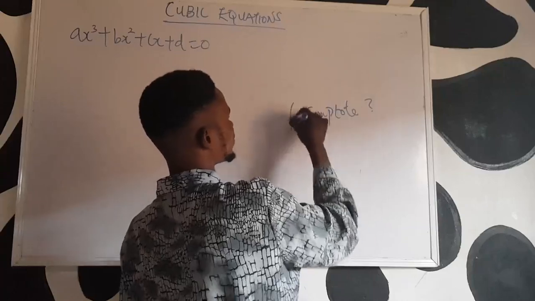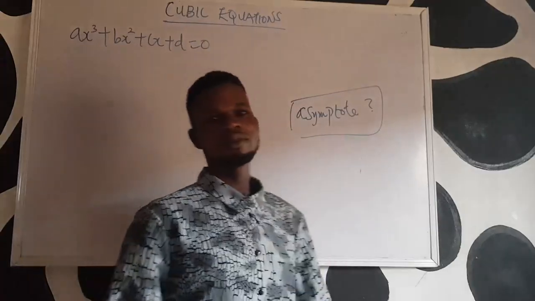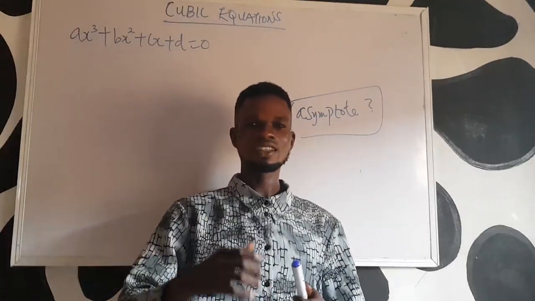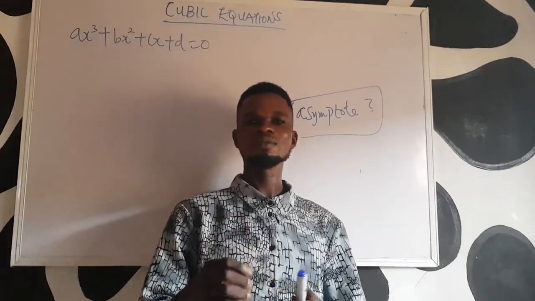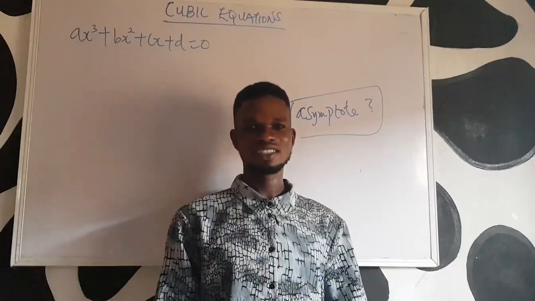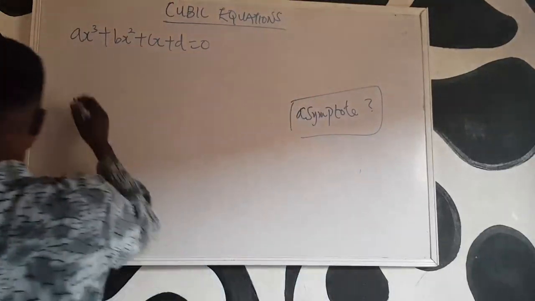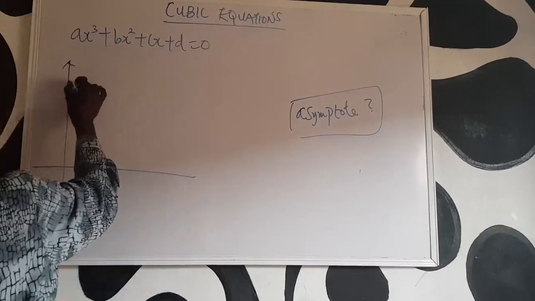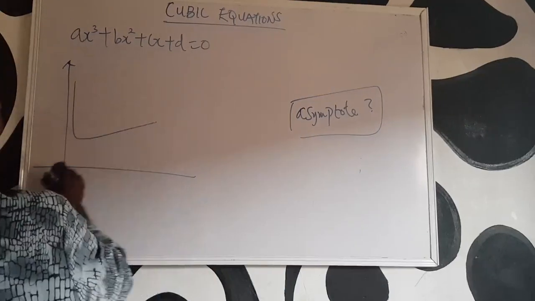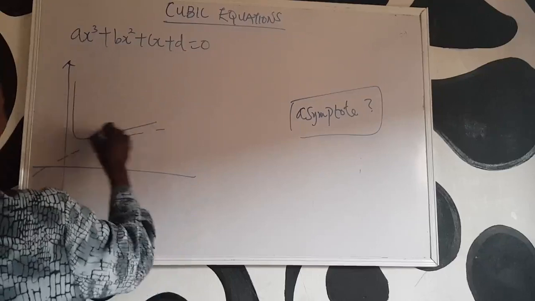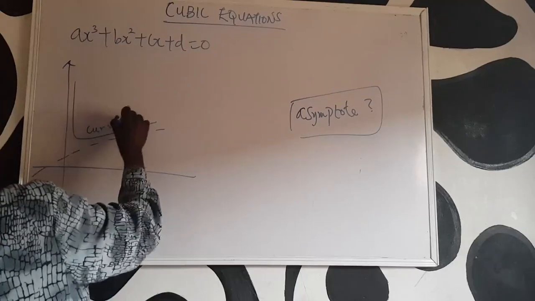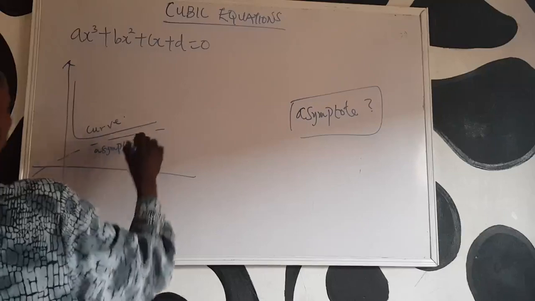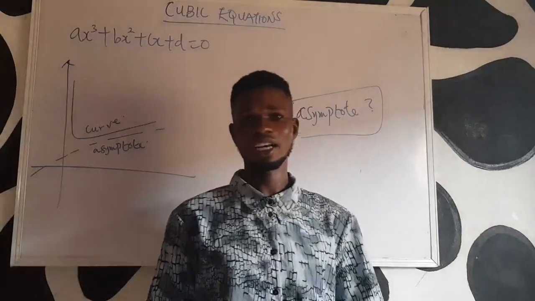Asymptotes are straight lines that continually approach a curve without meeting it at a finite distance. Let's take a sketch of asymptotes. This is the curve and this is the asymptote.